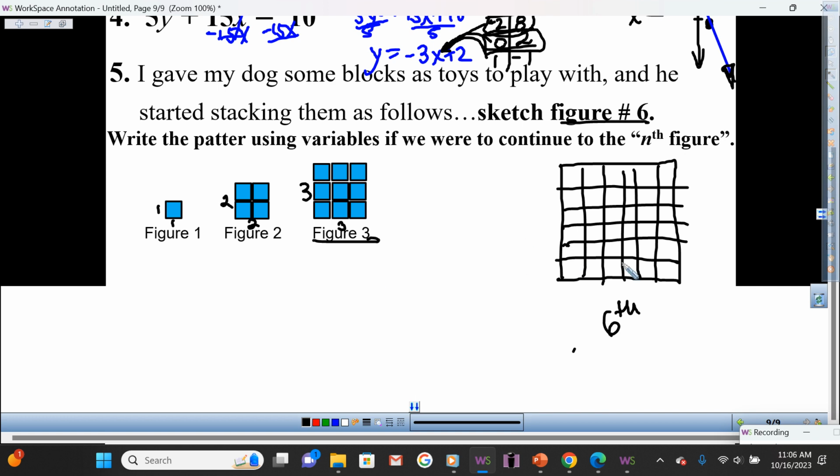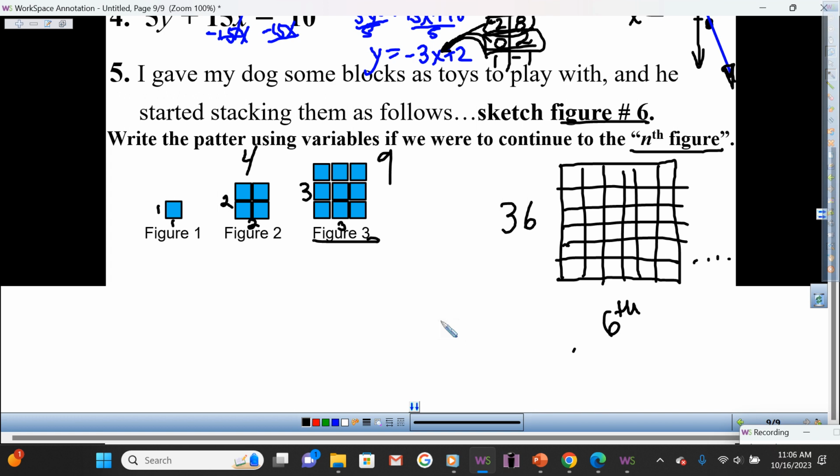So far so good. So let's say I continue going and I continue giving blocks to my dog, and I bring a whole truckload of blocks, and he's going to continue going to the nth figure. How would you write that? So how many blocks on this one? 1. How many blocks on this one? 4. How many blocks on this one? 9. How many blocks on this one? 36. And I keep going. How would you write the nth one?